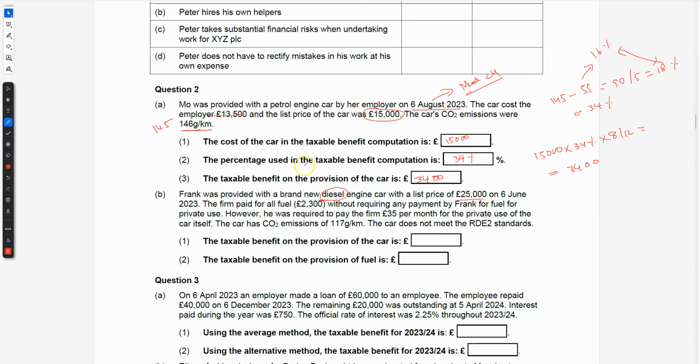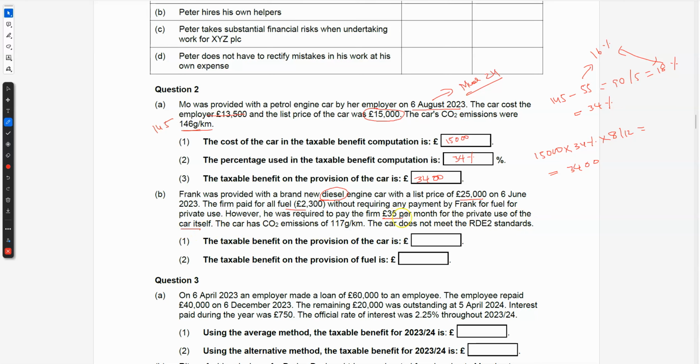Remember that the fuel is always fixed. So you calculate the fuel benefit on 27,800, the fixed amount, and regardless if the employee paid anything for the fuel, we're not going to deduct the fuel benefit. Even if the fuel benefit is 2,000 and the employee paid 1,000, we do not deduct it. Still, the taxable benefit for the fuel is 2,000. However, he was required to pay the firm 3,500 per month for the private use of the car itself.